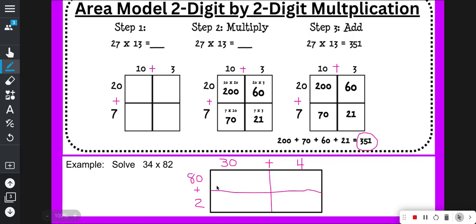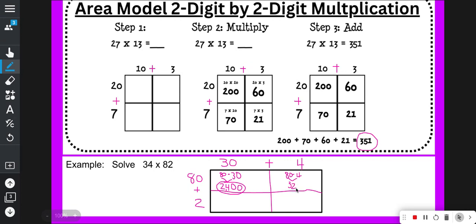In the first box, my height is 80 times my base of 30. Well, 8 times 3 is 24. And I had a 0 in 80 and a 0 in 30, so that's my quick way of going. I like to circle those answers right within the box too, so I can find all my partial products. The next one over here is going to be 80, the height, times 4. 8 times 4 is 32.